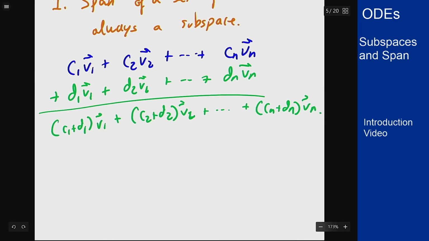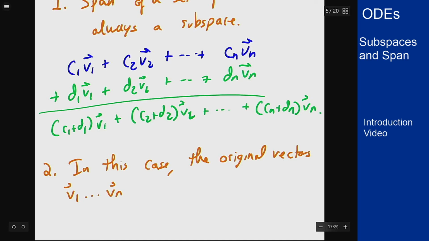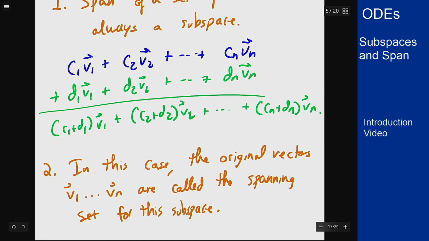And second, for a bit of terminology, in this case, the original vectors are called the spanning set for this subspace. I should go back and call this a spanning set, because there are multiple spanning sets for any given subspace, and we'll see that in our next bit of example.